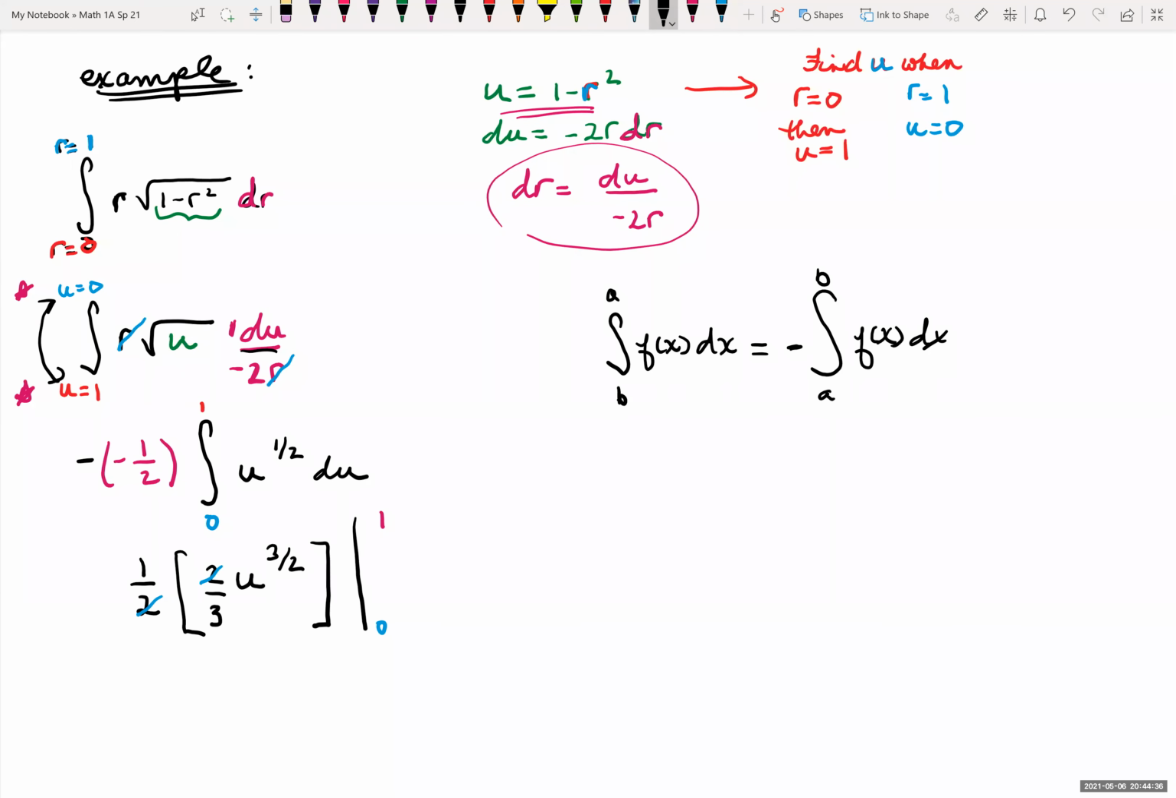To me, it's easier when I'm plugging things in for my variable and I have a rational exponent to rewrite that as a radical. So this u to the 3/2 power, the denominator tells me I'm taking the square root of u. It would be easier if I pull the cube outside of the radical, especially if I'm dealing with big numbers. It's not a huge deal here. And again, I'm evaluating that from 0 to 1.